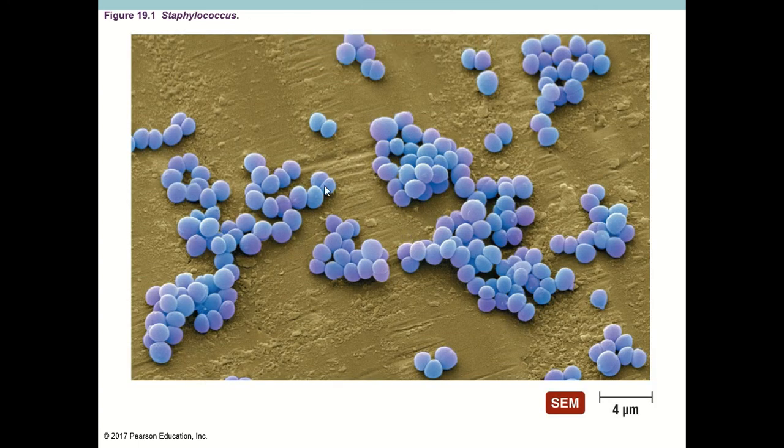Okay, so start off with Staphylococcus, which you're looking at here on this diagram. This is bacteria from a specific colony, which was grown on nutrient agar, which is the background right there. Okay, so this micrograph comes from a scanning electron microscope, and the scale is at 4 micrometers.